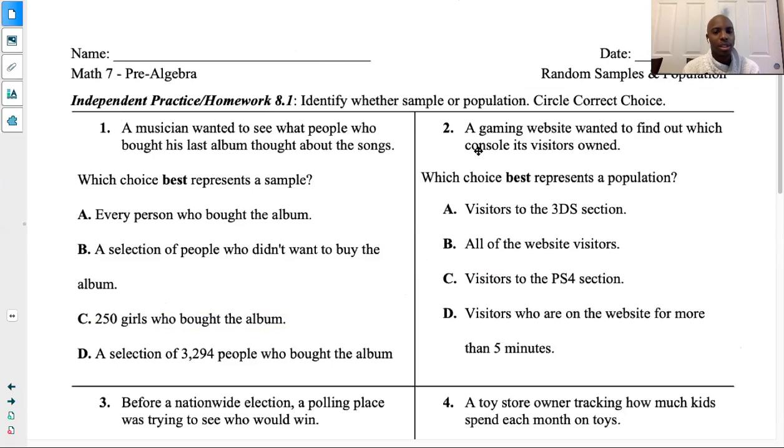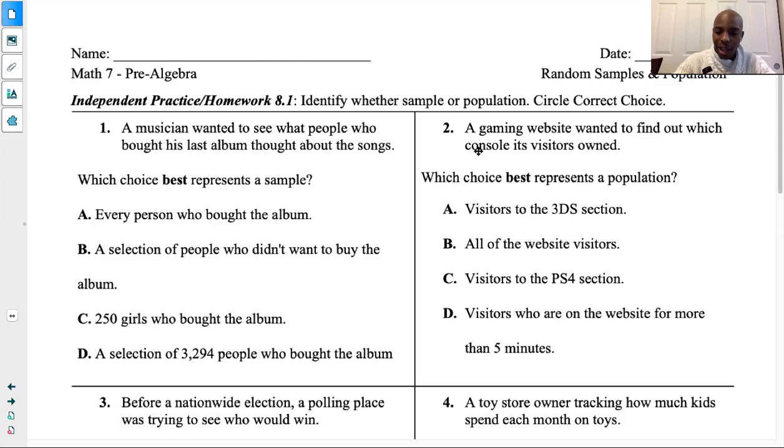It says a musician wants to see what people who bought his album thought about the songs. You need to find which one best represents a sample. Now, the population here is just people who bought the album. That's the population, the large group of people of interest here. However, we need a sample, which means a specific amount of people out of that population.